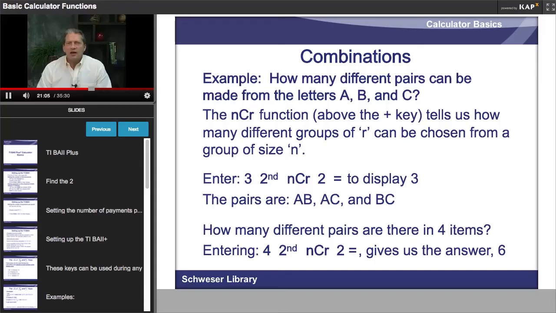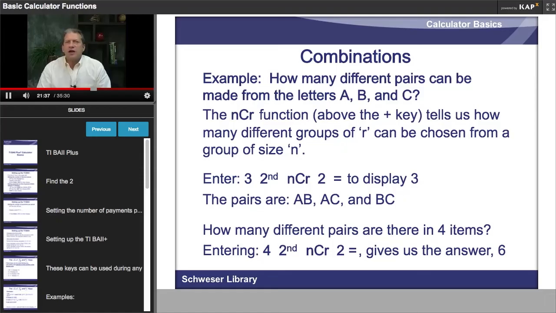So we just go 3 and then hit that second function and then the plus key to get that n-choose-r, and then put in 2. So you've really asked the calculator, how many groups of 2 can I pull from an overall group of size 3? And that'll display 3, and those are our 3 pairs. Now notice we don't count AB and BA separately when we're using the n-choose-r, the combination function there.